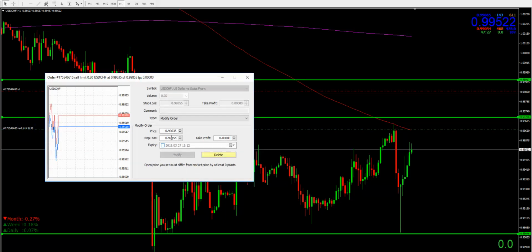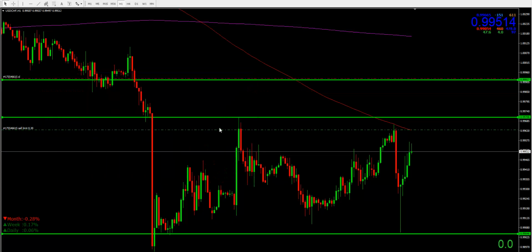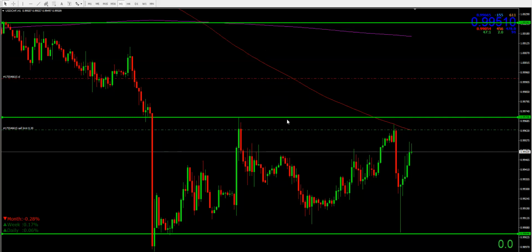So that would be 22 plus 0.99706. So that would be 926. There we go. So yep, that is more or less like it. What we're basically going to be doing now is using that as a stop loss.